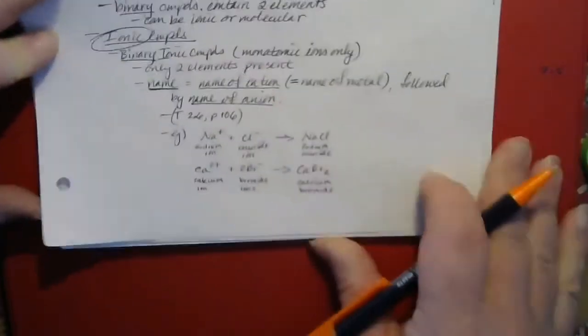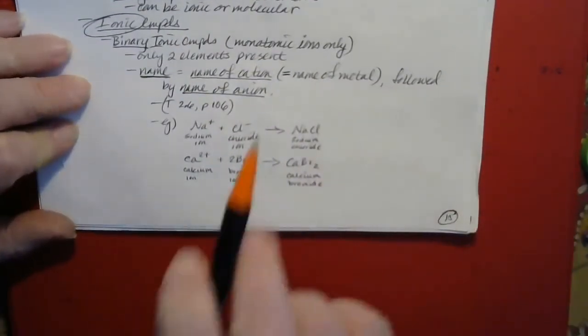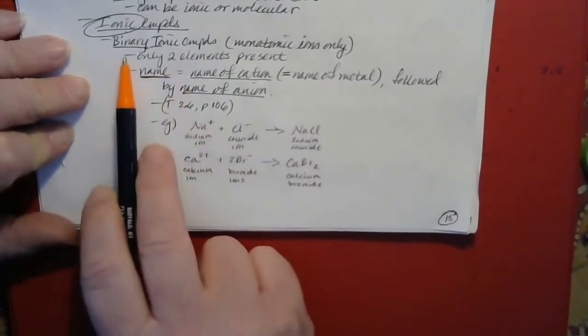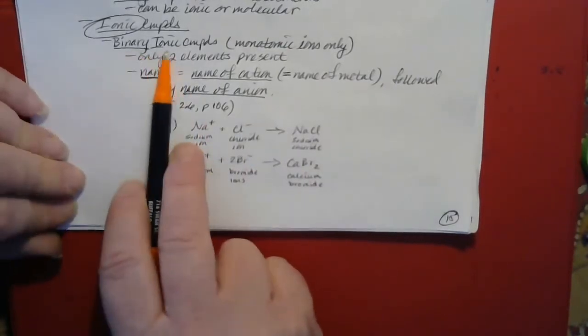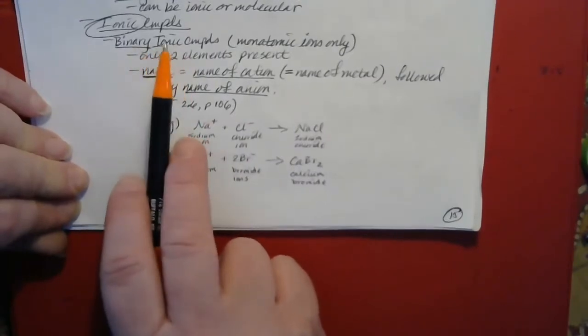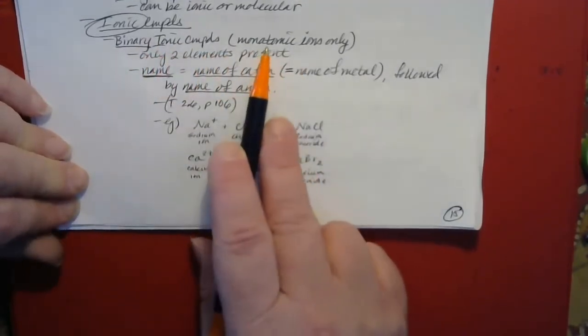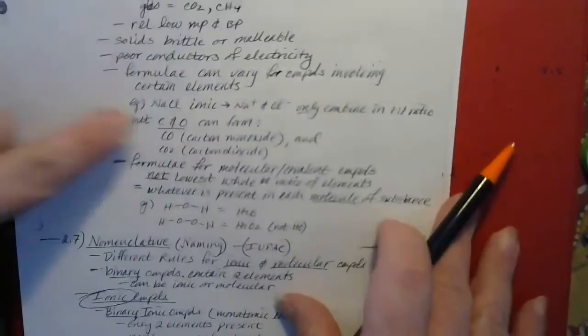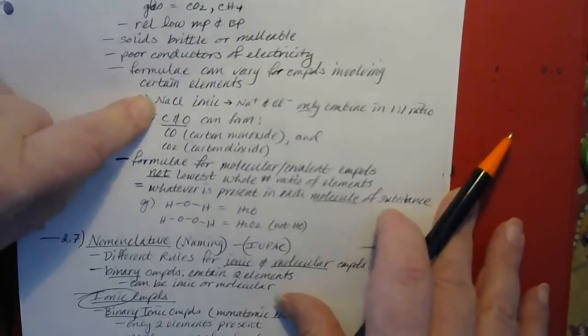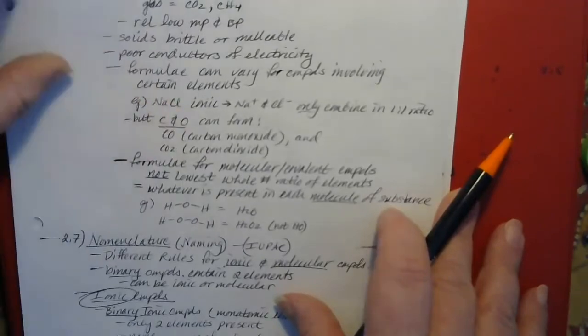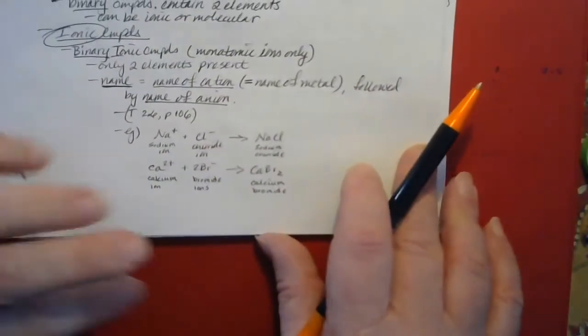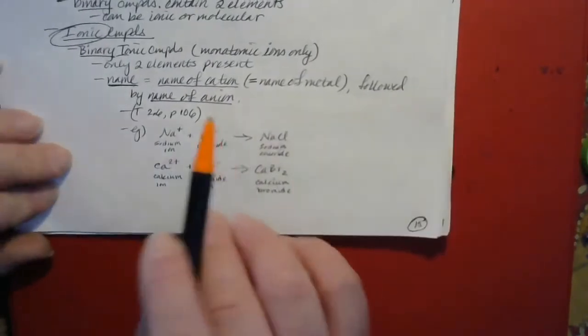Okay, so for ionic compounds, let's start with the rules for ionic compounds. For binary ionic compounds using monatomic ions, that is, compounds like sodium chloride, where the positive and negative ions are derived from a single atom of the element, in other words, not polyatomic ions yet. We'll get to those in a minute. That would mean that there are only two elements present if it's a binary compound with monatomic ions only.